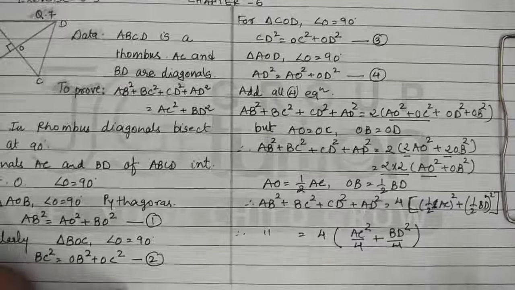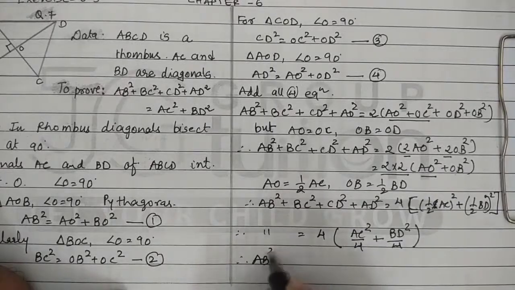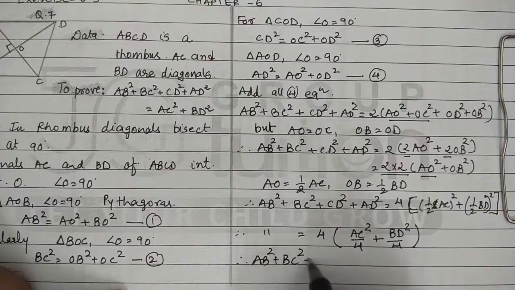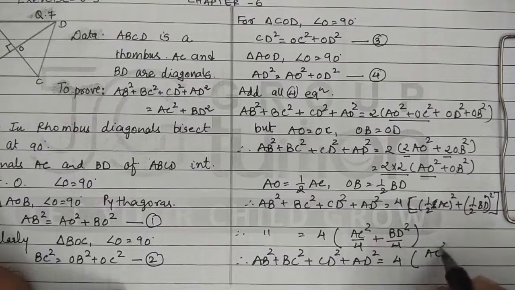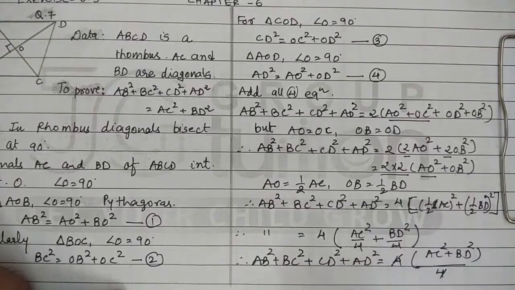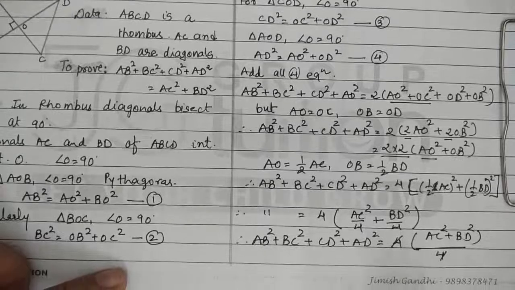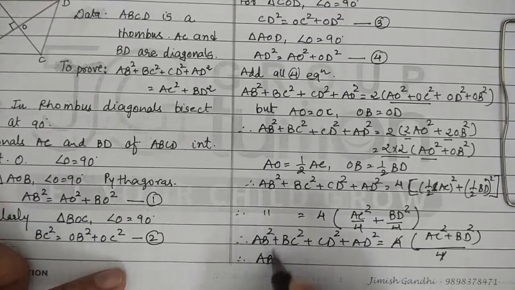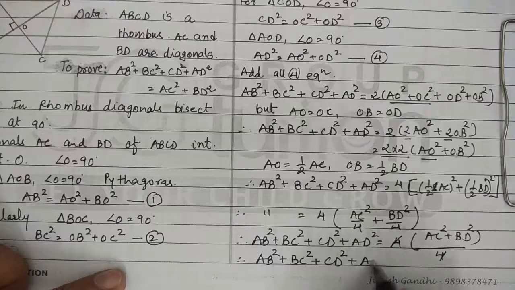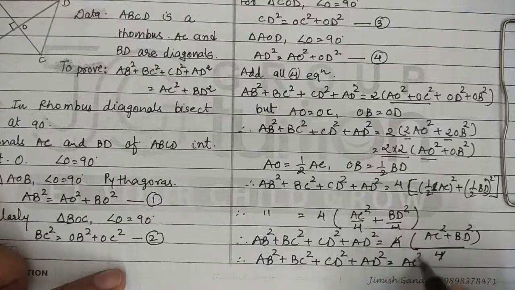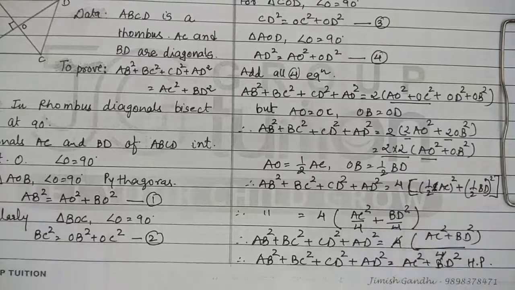So you can see here that AB square plus BC square plus CD square plus AD square, that is the left hand side, is equal to 4 times (AC square plus BD square) upon 4. This 4 will cancel, so whatever we obtain here, that is the proof. AB square plus BC square plus CD square plus AD square is equal to AC square plus BD square. Hence we prove whatever we require.